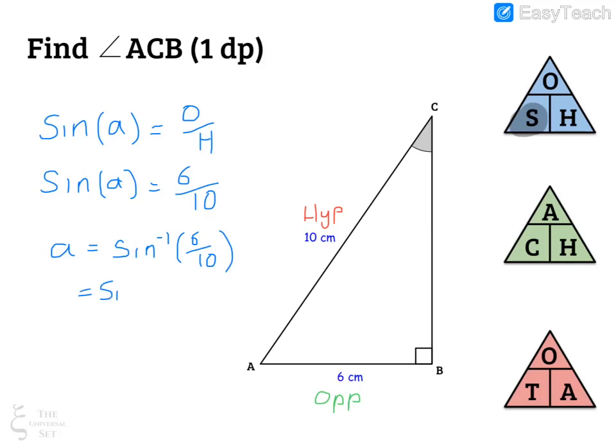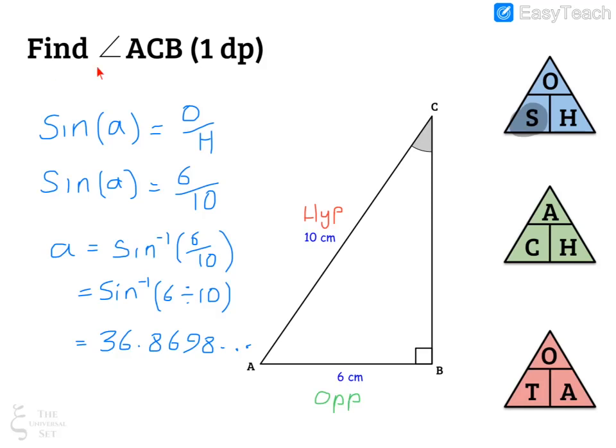So you could also type it into your calculator like this: inverse sine of 6 divided by 10. Ooh, missed that dot. There we go. And that would give you the exact same answer. So I'm going to do that just now. I'm going to do inverse sine of 6 divided by 10. And the answer I get is 36.8698 and a bunch of other stuff coming after that.